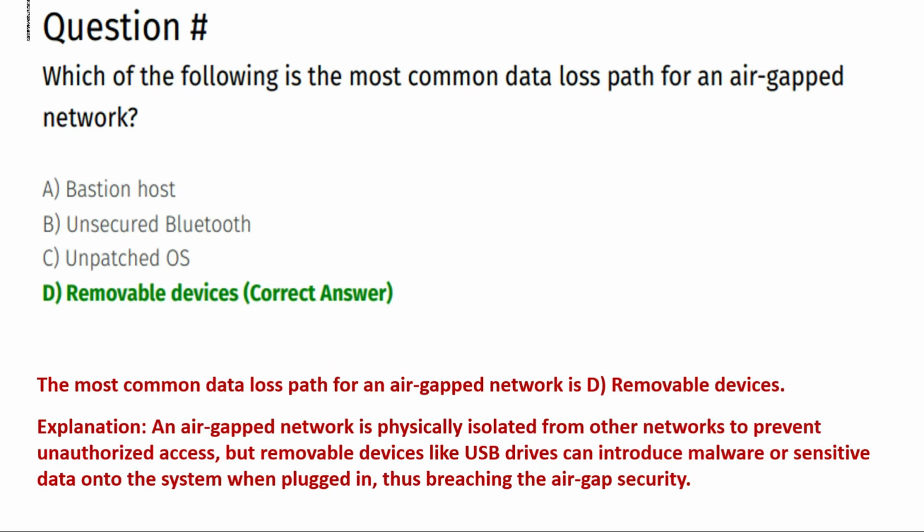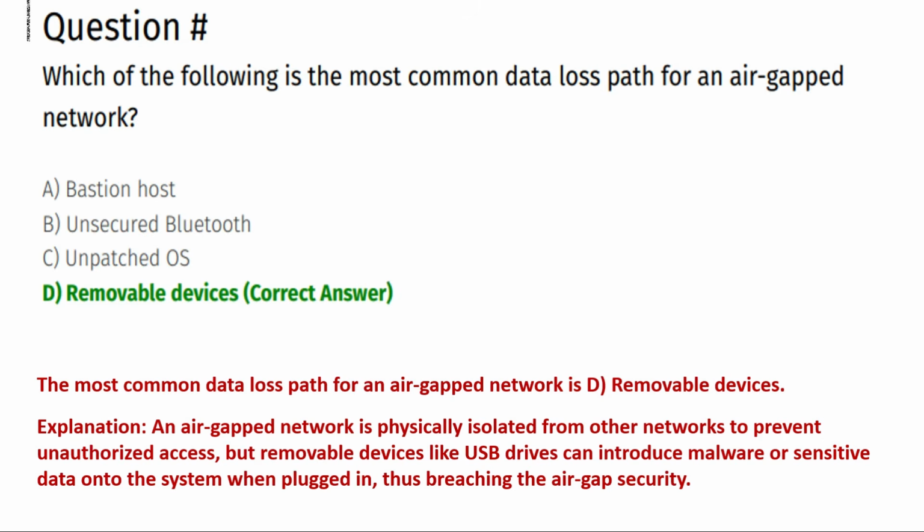Next question is, which of the following is the most common data loss path for an air gap network? Option A, bastion host. Option B, unsecure Bluetooth. Option C, unpatched OS. Option D, removable devices. And the correct answer for this question is option D, removable devices. And let's check the explanation.